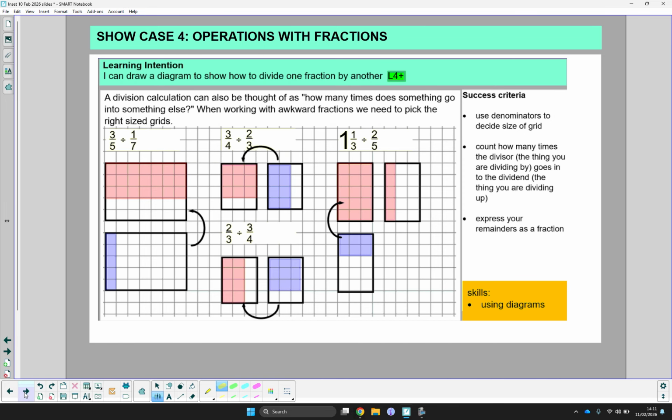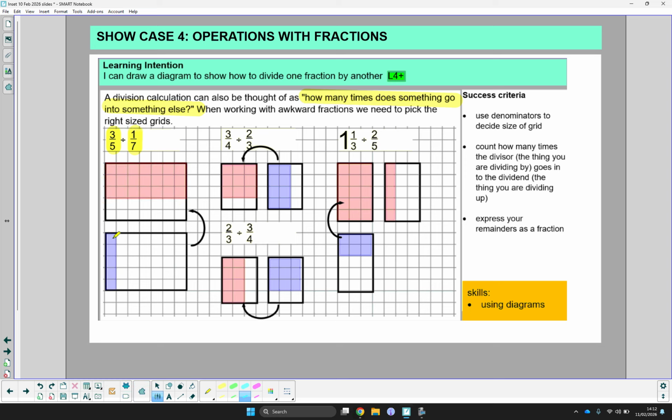Division, well, division's not strictly speaking in the 4th level benchmark. We do some division with them. And again, it's this idea of picking the right sized grid and reinforcing what division actually means. How many times does something go into something else? And you can see here in the first one, I have got 3/5 divided by 1/7. So I have got 1/7 in this 5x7 grid. And I want to see how many times it will fit into my 3/5. And I'd be demonstrating like this.